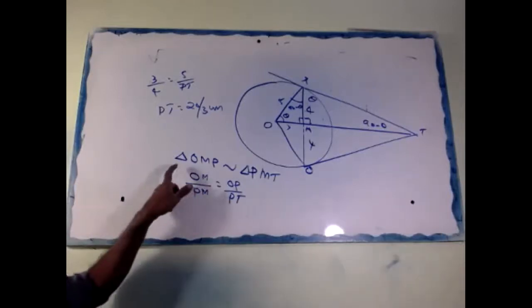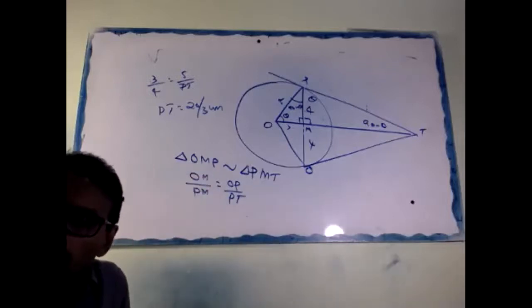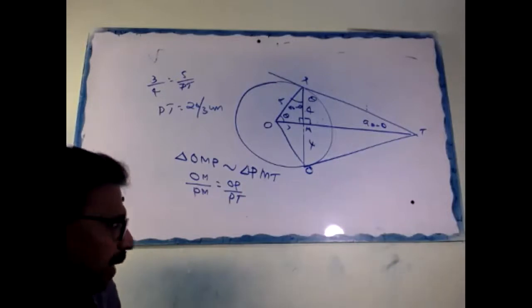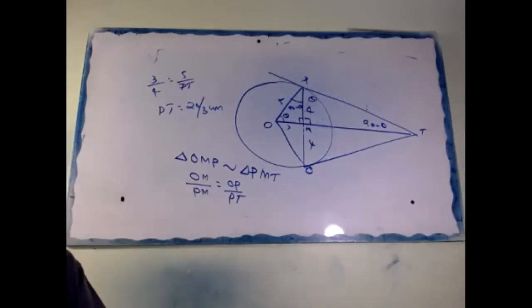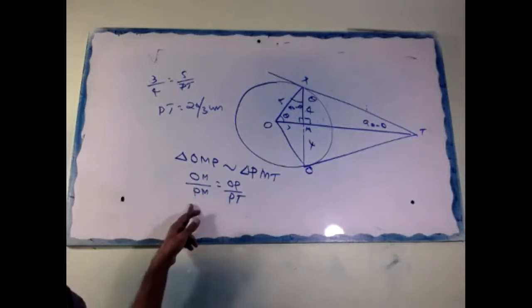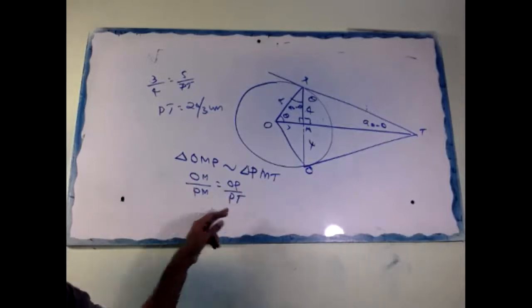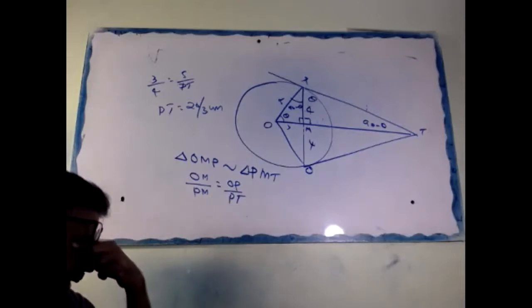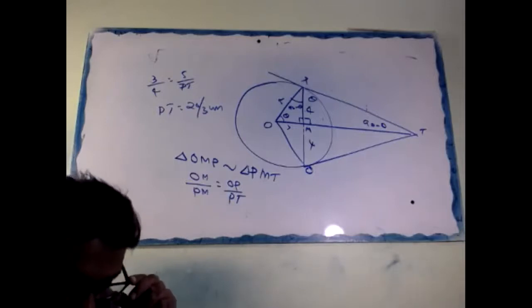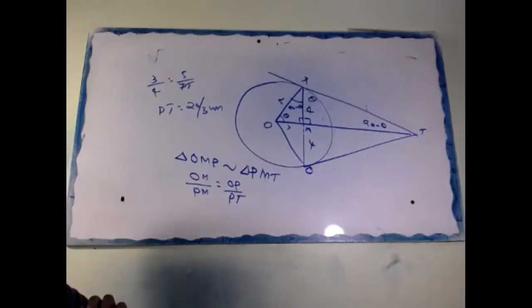Okay. Hence, triangle OMP is similar to triangle PMT by AA similarity. Hence, OM by PM equals OP by PT, since in similar triangles, corresponding sides are proportional.